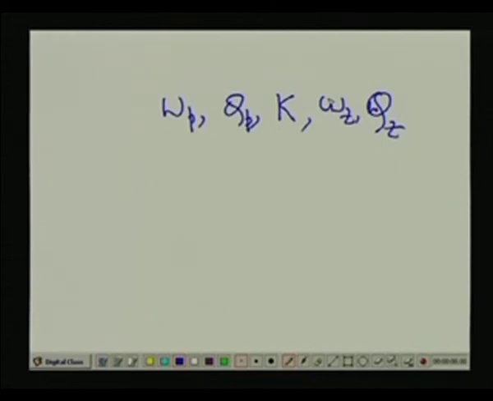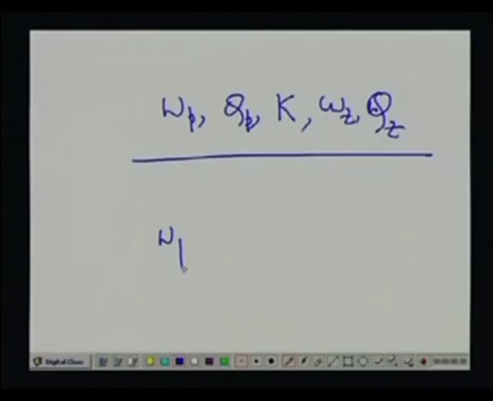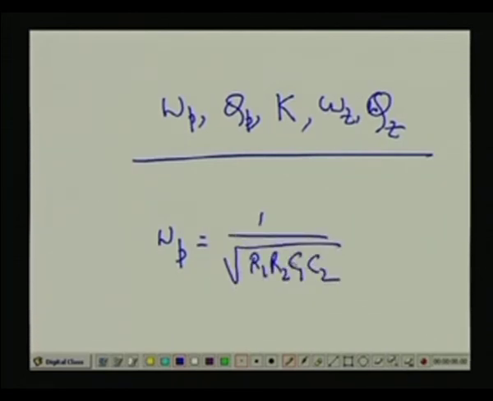Clear? So, these sensitivities you have to find with respect to the passive elements. If a particular passive element is not in the expression of omega p, then obviously the sensitivity will be 0. Look at omega p: my expression is 1 upon root over r1 r2 c1 c2, right. So, what is the sensitivity of omega p with respect to small r1?